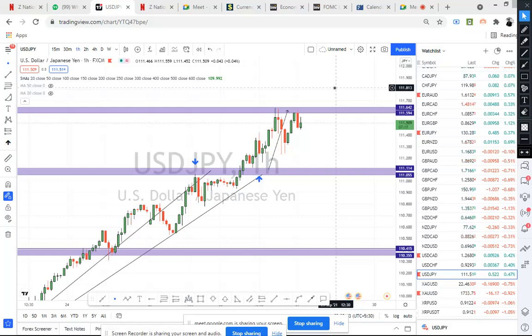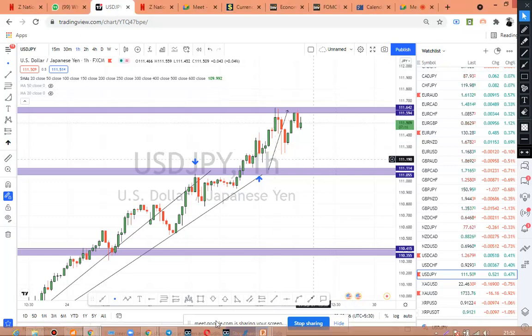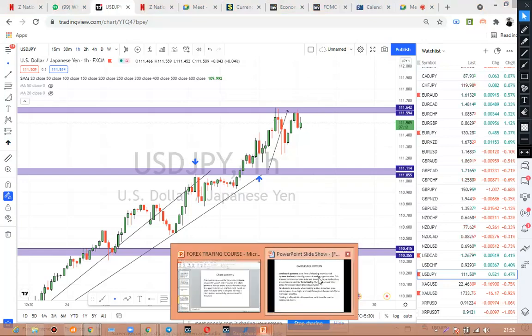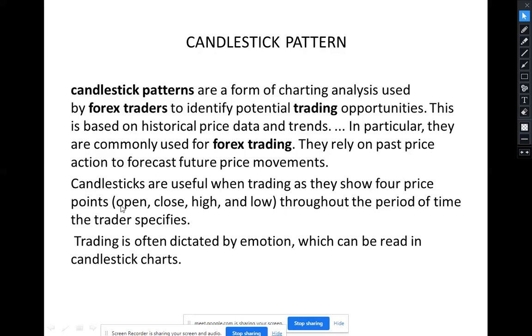I also watch out for any candlestick pattern. The candlestick pattern is just like a signal that tells you when you should enter the trade. So the open, close, high and low throughout the period of time is very much important in the forex market. It is also important in binary options, but here we are talking about forex. You should know where the market opened, you should know where the market closed.